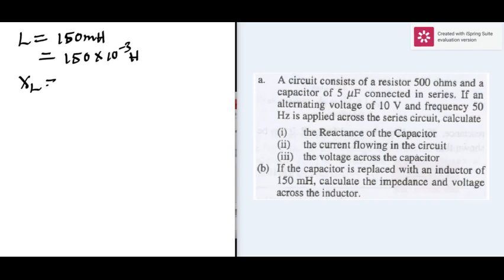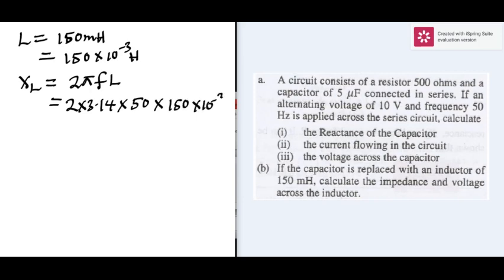Inductive reactance is given by the expression 2 pi times frequency times inductance. 2 pi is 3.14, frequency is 50, and the inductance is 150 times 10 to the power minus 3. The whole expression will give us the inductive reactance as 47.13 ohms.